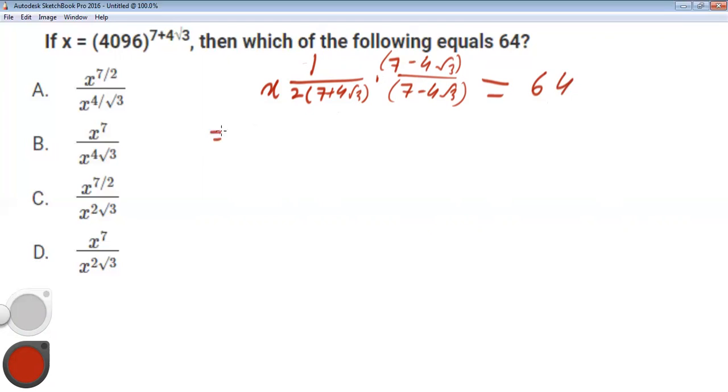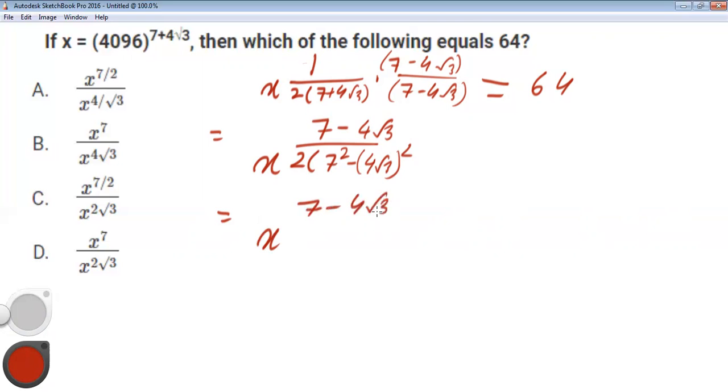So now what we can write it further is that, this part is 64. So now this we can write it as x power. Now I said a square minus b square can be applied. So what will we get? In the bottom, we'll get 2 times of 7 square minus 4 root 3 whole square. And in the numerator, there is going to be 7 minus 4 root 3.